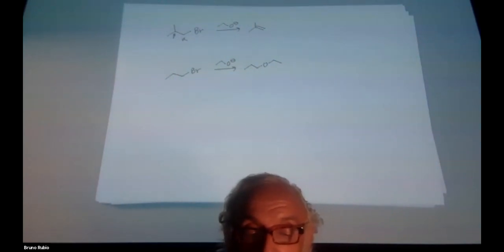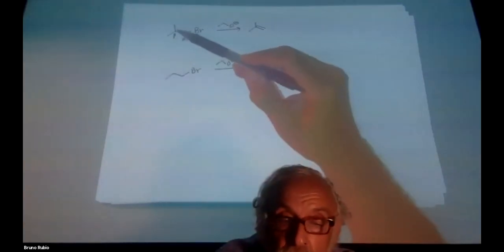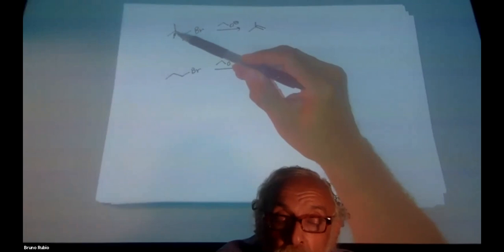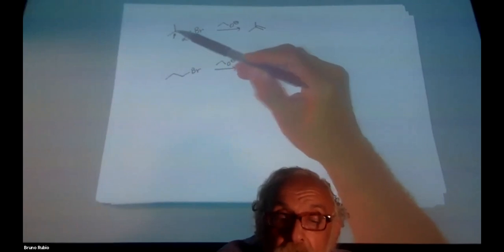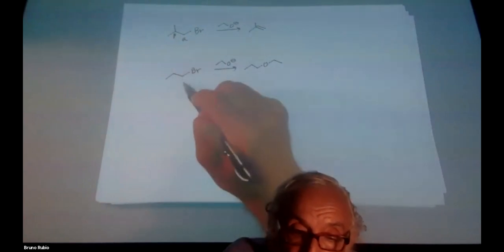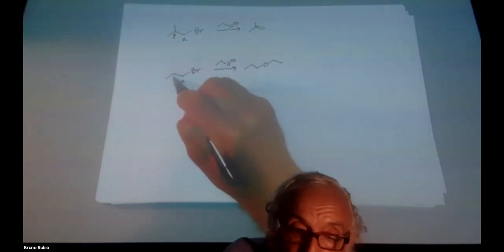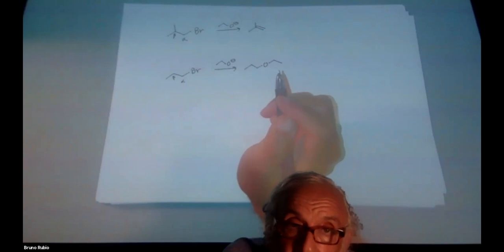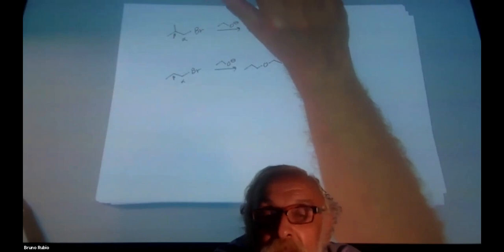Beta branching means there's more than one alkyl group on the beta carbon. See here, this beta carbon is here. There's only one alkyl group that's not branched. So beta branching means more than one alkyl group on the beta carbon.